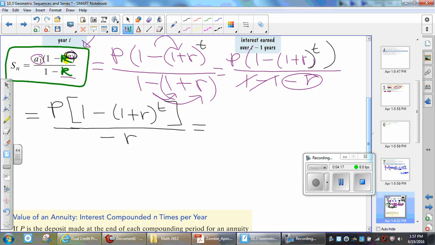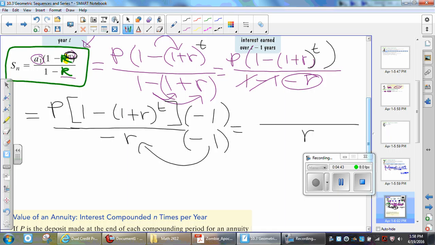Now, there is a trick to make the denominator be positive. How can I do that? Multiply everything by what? Negative what? Negative 1. And whatever we do to the bottom, we must do to the top. So if I do that, I will get the positive r on the bottom. And then on top, instead of multiplying the principal times negative 1, I can just distribute the negative 1 to here and here. And that will give me the following.